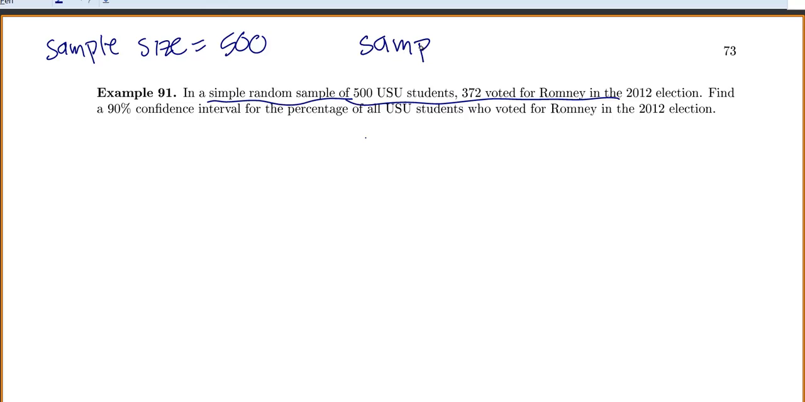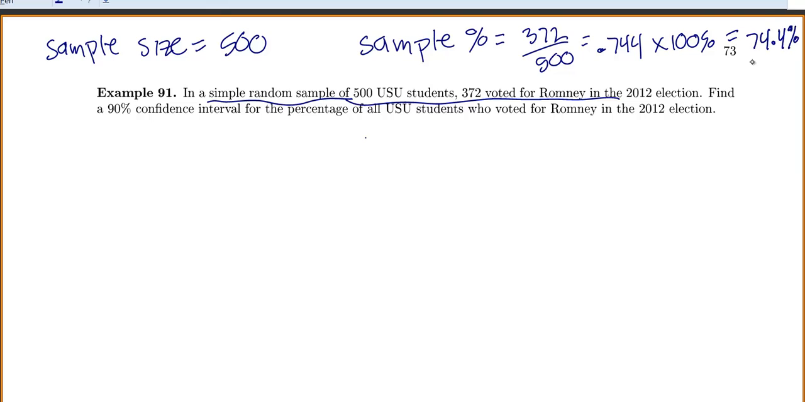So we said that this number of 372, that's for my sample. So let's find my sample percentage. So 372 divided by 500 equals 0.744, but I remind myself, oh, it's supposed to be a percentage, so I times it by 100% to get the actual percentage. So it's 74.4%. That's my sample percentage.